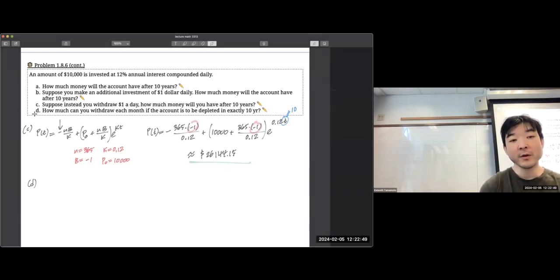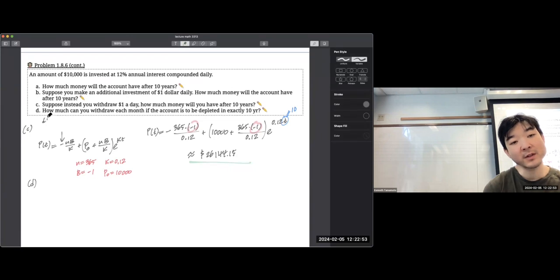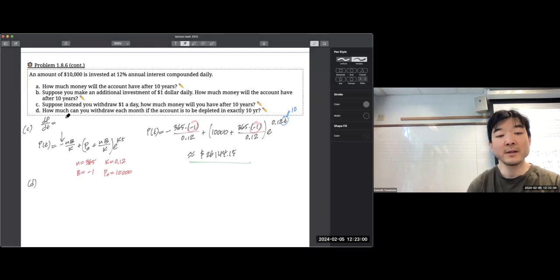For thoroughness, I'll write not just the solution, but also the differential equation. So up here, the differential equation was dP/dt equals 0.12, which is the k, times P, plus 365 times the -1. So this would have been the differential equation for part C.